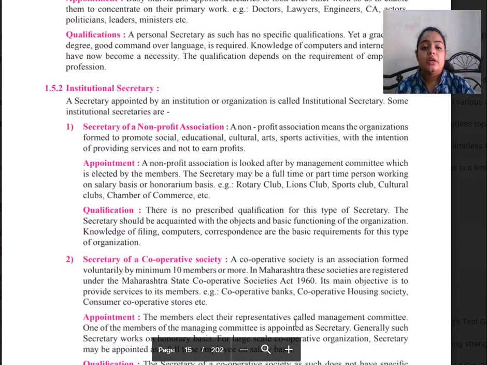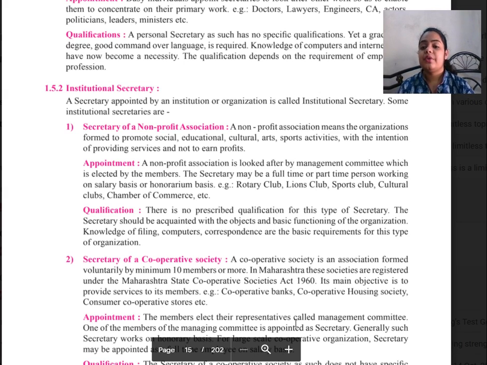Institutional secretary. A secretary appointed by an institution or an organization is called an institutional secretary. Some institutional secretaries are secretaries of a non-profit association. A non-profit association means organizations formed to promote social, education, cultural, art, and sports activities with the intention of providing services and not to earn profit. So, firstly, we have the institutional secretary, which means a professional secretary working for an institution or an organization.